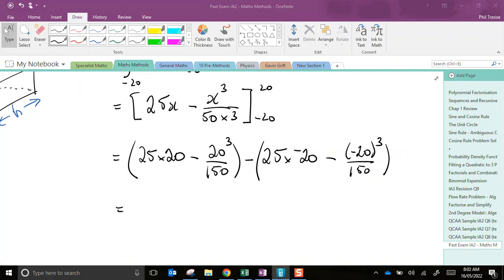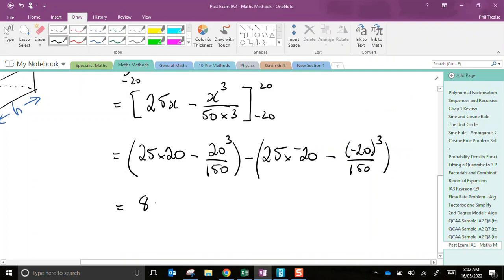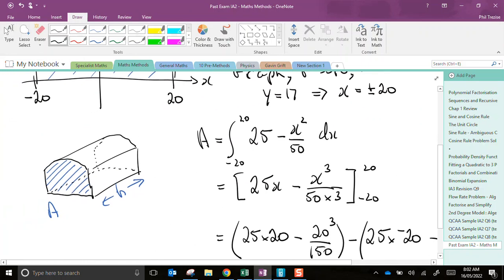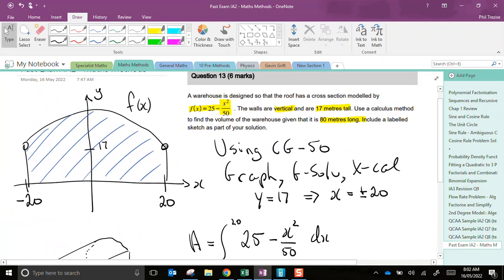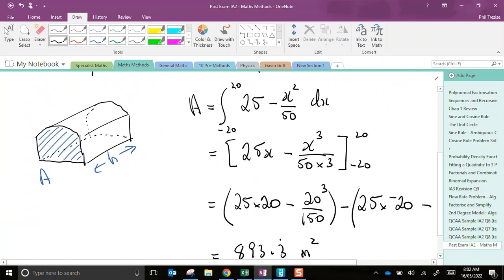And the examiner isn't going to be upset by that because you've shown the calculus and you've shown the substitutions. So we have 893.3 recurring, and that would be square meters for the area there at the end of that. Now we need the volume of the warehouse. It didn't mention the units of measurement. I'm just going to assume, oh yes it is, it said meters there. I'm just going to assume all the measurements are meters.